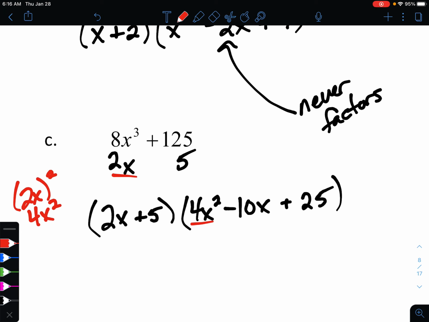So really the key, if there is a number in front of x cubed, make sure you know what number is being cubed to get that, and then make sure that when you're putting that into your formula for factoring, that that first term in the second parentheses that I've got underlined, super important to make sure that that comes out correct.